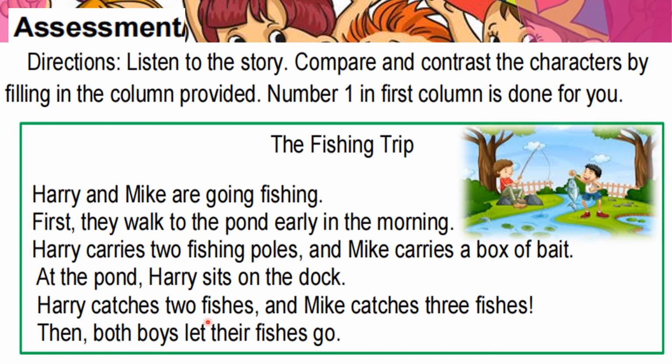This is your assessment already. Okay, we will read it again. The Fishing Trip. Harry and Mike are going fishing. Who? Yes, Harry and Mike. First, they walk to the pond early in the morning. Where? In the pond. Yes. When? Yes, early in the morning. Harry carries 2 fishing poles. Who carries 2 fishing poles? Yes, Harry. Mike carries a box of bait.